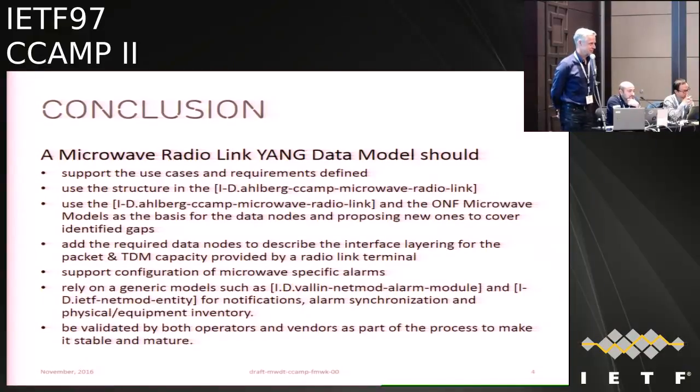So the question is where should that piece be done? The dovetailing, the alarm control. So you say you rely on a generic model. Okay, so this one, that's an individual draft, so that needs to be done somewhere. Certainly the microwave specific parts belong here. I think everyone agrees. But where should the generic part go? And I think we have T's chairs here, CCAMP chairs here, and most important, we have RAD.